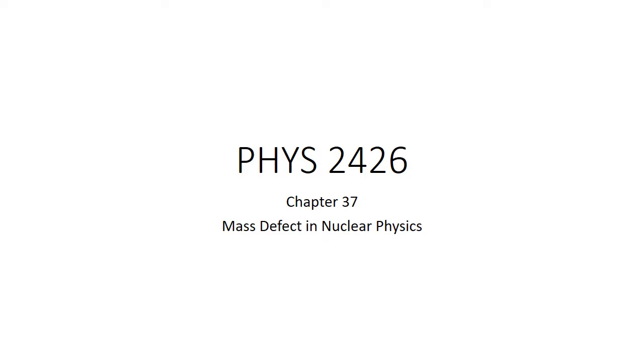Interesting thing about mass and energy. Let's consider a carbon atom. Carbon-12 has 6 protons and 6 neutrons in the nucleus. So each proton has a mass of 1.673 times 10 to the minus 27 kilograms.